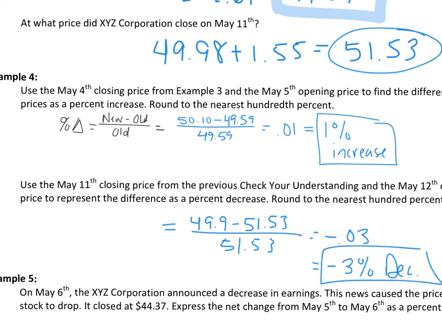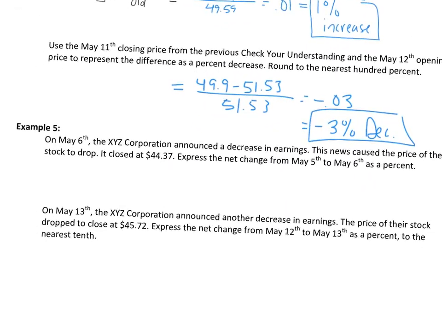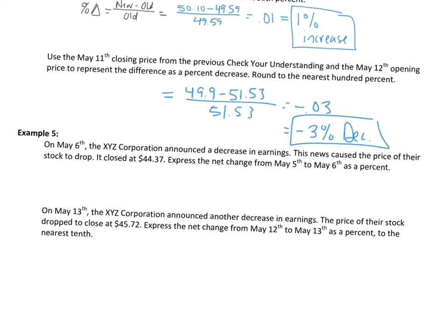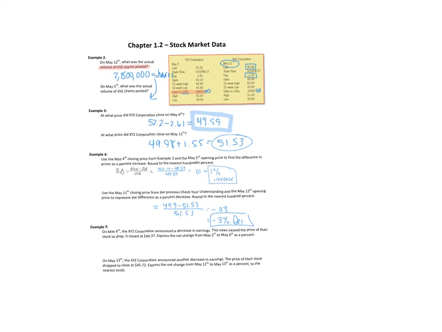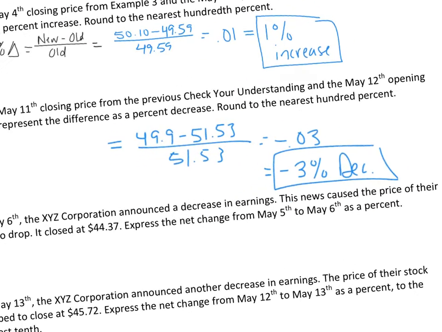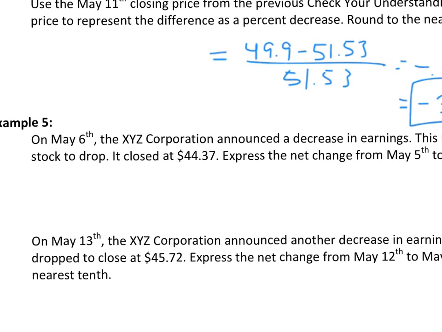So if that's a little confusing, we'll definitely go over it again later. Percent increase and percent decrease. This is another percent increase. Example 5 is exactly the same thing. It says on May 6th that they announced a decrease in earnings. This news caused their price to drop to 44.37. So we look at May 5th. May 5th's last is 52.2. So 52.2 on May 5th.